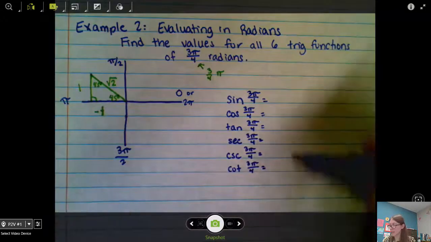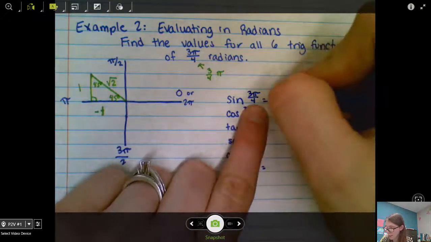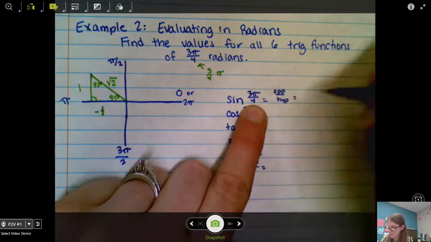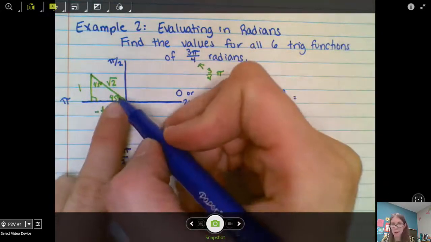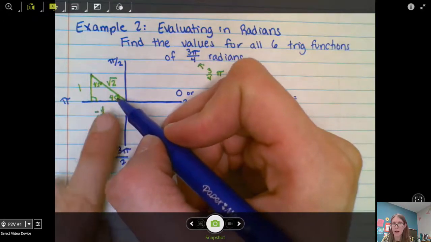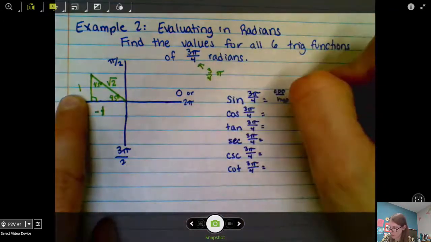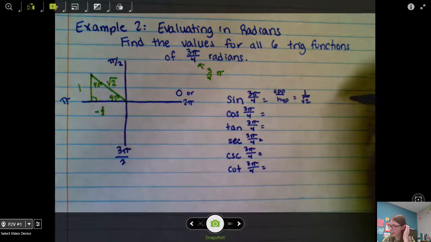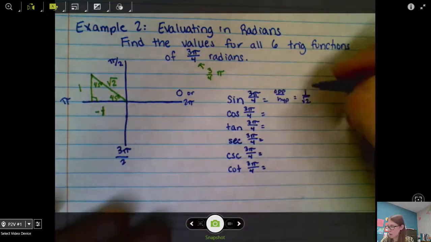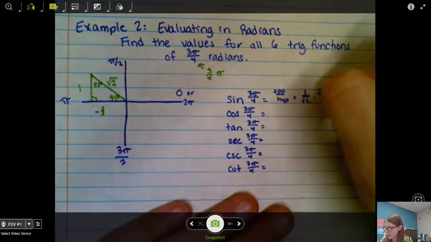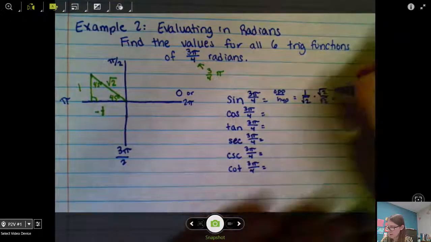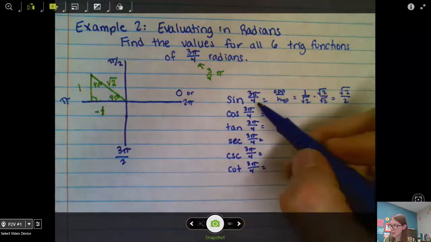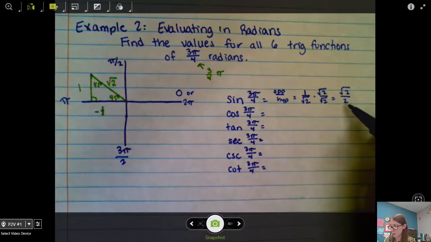Okay, let's start off with the sine. Sine is opposite over hypotenuse. From our 45-degree angle here, our opposite is 1. The hypotenuse is the square root of 2. We have that issue where we have that square root in the bottom, so we have to rationalize our denominator, and that simplifies to the square root of 2 over 2. So the sine of 3 pi over 4 is the square root of 2 over 2.